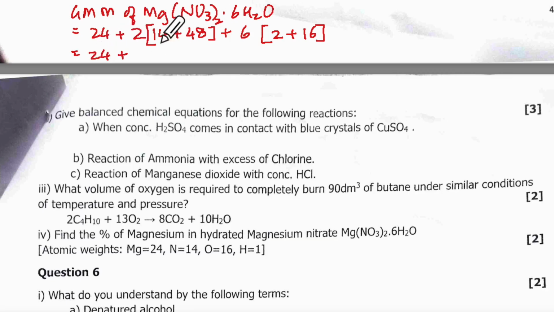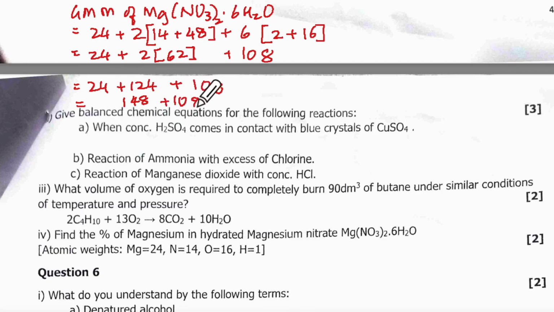So this is 24 plus 2 into, how much is this? 48 and 14, 62. Plus 6 into 18. 18 sixes are 108. Okay, so 24 plus 124, 124 plus 108. How much is that? 8 and 4 is 12, carry 1, so 5, and then 1 and 1 is 2, 256 grams, yes.